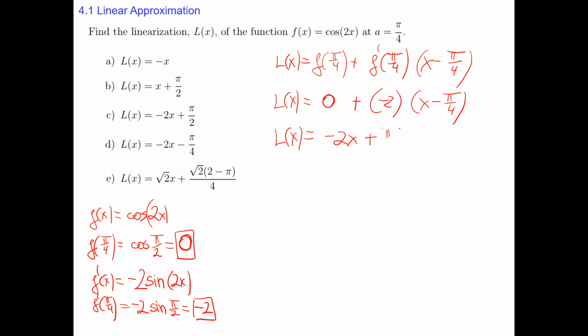Negative and negative is positive, so pi over 4 times 2 is pi over 2. And I see that answer.